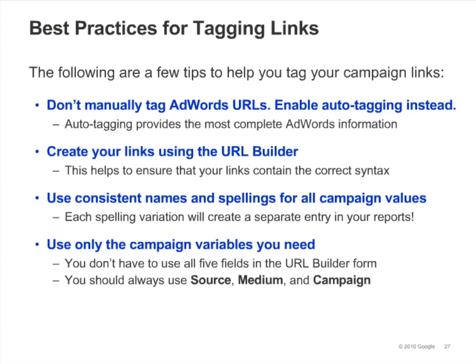Second, for each campaign, use the URL builder to create a template URL. Then, copy and paste from the template to create the rest of the URLs for the campaign. Third, use consistent names and spellings for all your campaign values so that they are recorded consistently within your analytics reports. Finally, use only the campaign variables you need. You should always use source, medium, and campaign name, but term and content are optional.